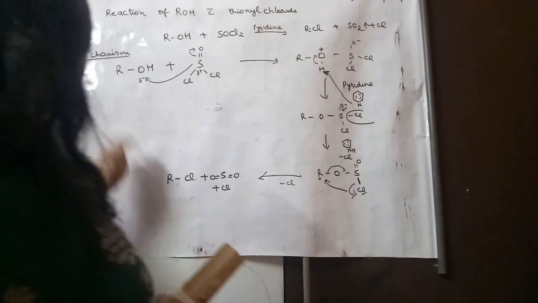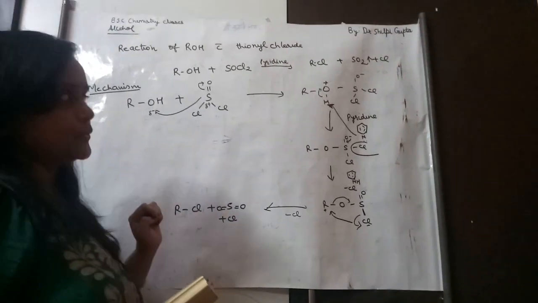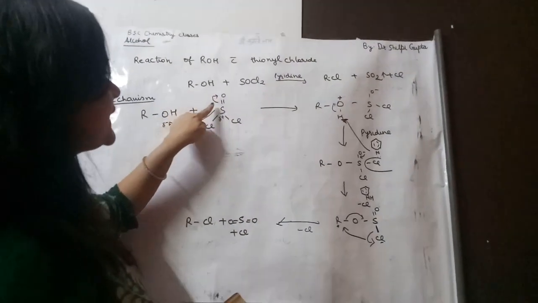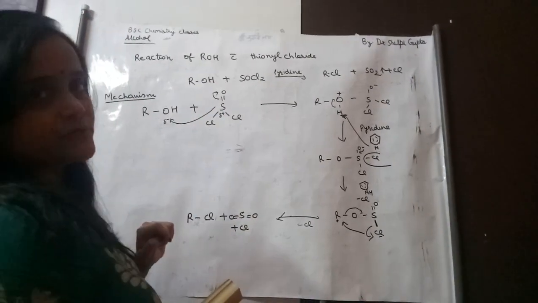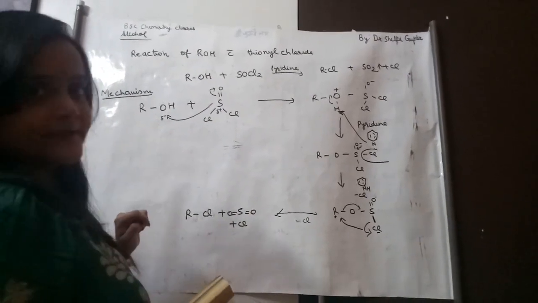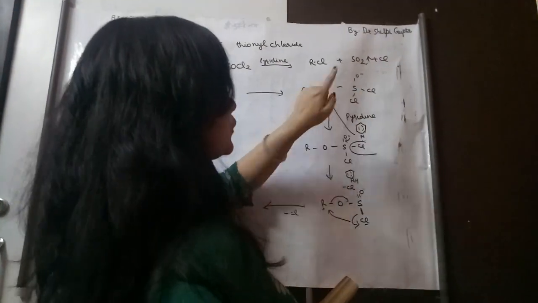So how it has happened, I will explain you again. First of all, alcohol reacts with thionyl chloride. Oxygen, being more electronegative, will take the lone pair of electrons towards itself. It will get partial positive charge. It has partial negative charge, so S will attack on the O. S will attack on O.